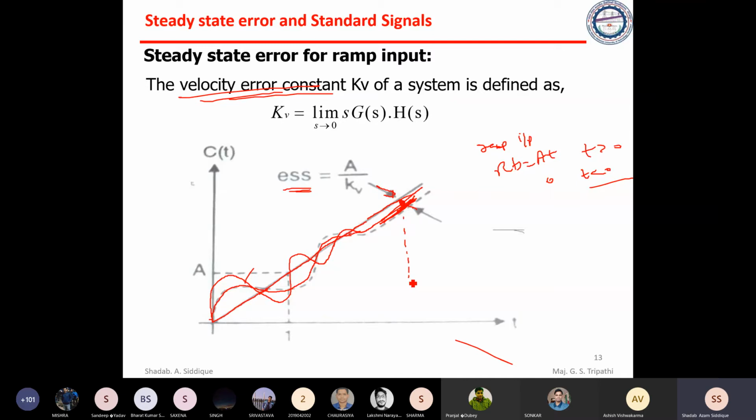If a 2% error is acceptable, then Ts is nothing but 4 by capital T, 2% error. So at this error, ess is nothing but A divided by Kv. That is the error we are getting, where Kv is equal to limit s tending to 0 of s into G(s) into H(s). That is called the velocity error constant. Okay.